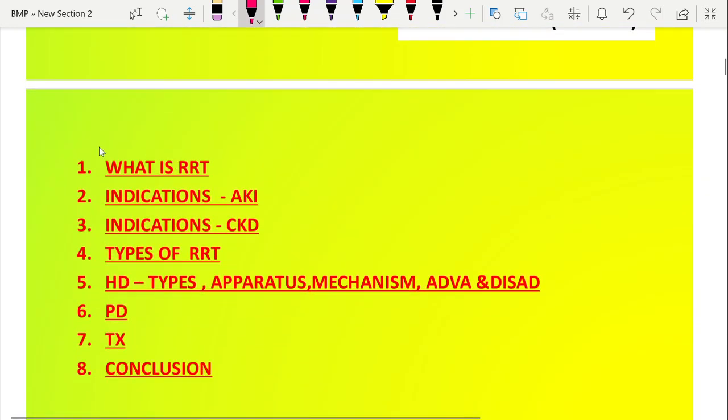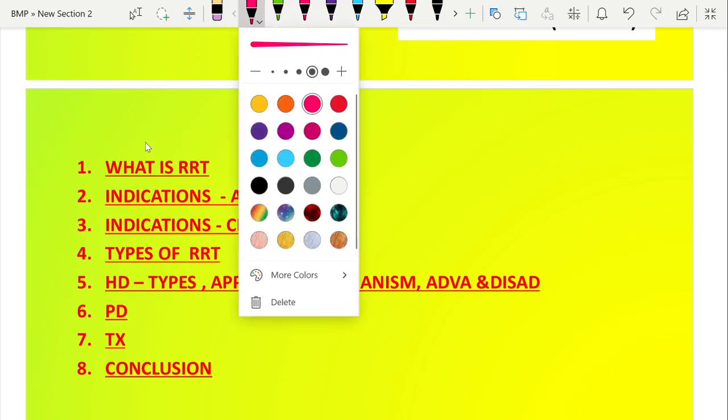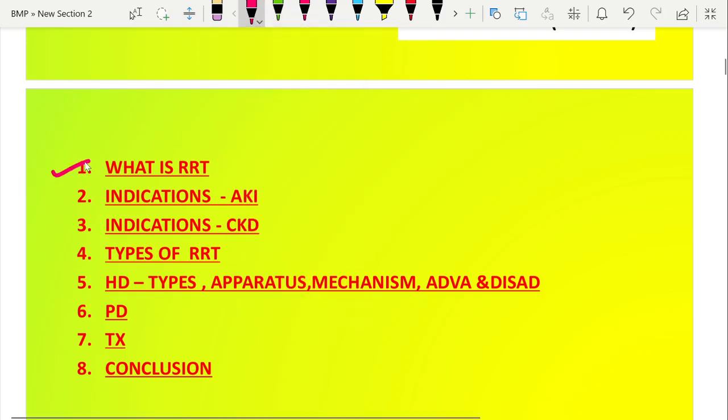Under what headings are we going to see this? First, what is RRT. What are the indications of RRT in AKI? Indications in CKD. Types of RRT, with each type under subheadings, like if we take hemodialysis: types, apparatus, mechanism, advantage and disadvantage in short, and finally one conclusion.